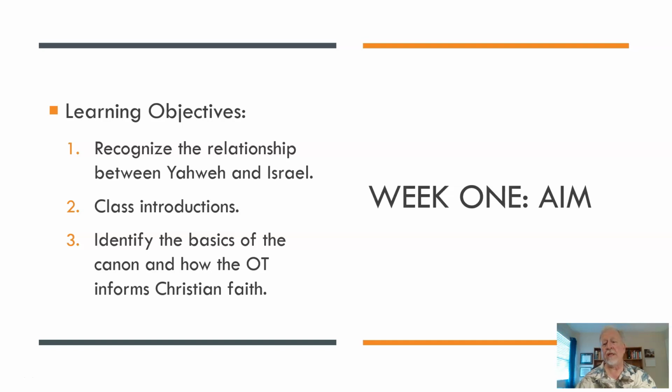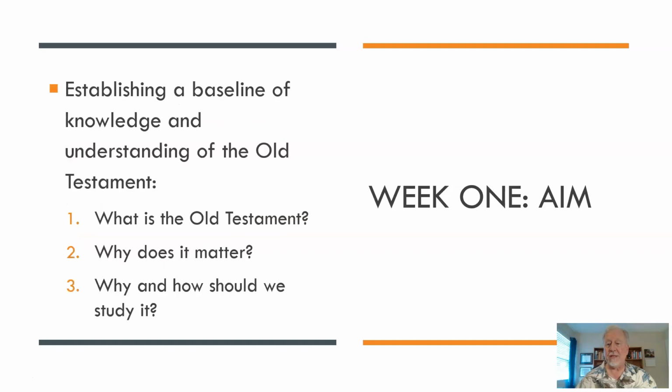So week 1, all of our weeks are going to be divided into 3 different pieces. The week 1 aim, first of all, defines our learning objectives for our first week. It is, number 1, to recognize the relationship between Yahweh and Israel. That's the Lord, of course. Number 2, it's our class introductions, which have already begun. And number 3 is to identify the basics of the canon, those 39 books, and how the Old Testament informs Christian faith, its relevance. And so that's our objective in week 1.